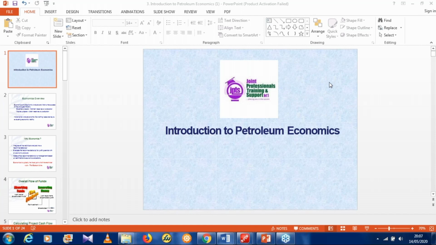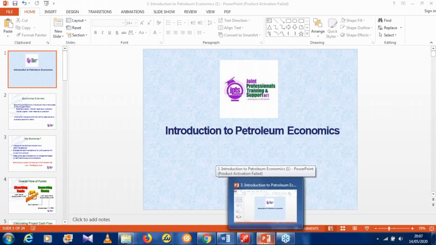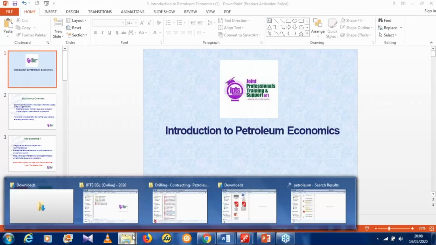Now we went on to also talk about other areas in contract. We talked about bidding, we talked about tender, we talked about the technical and commercial aspects of tender and the rest of it involved in contracting. And there was something I needed to quickly mention before coming to petroleum economics for discussion.